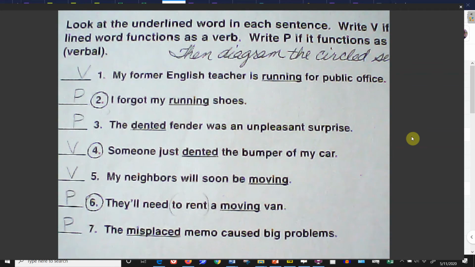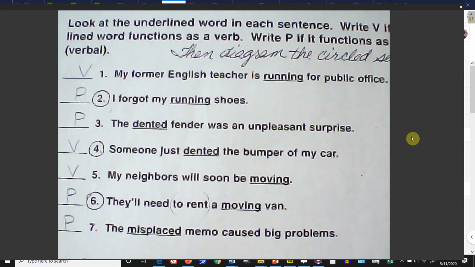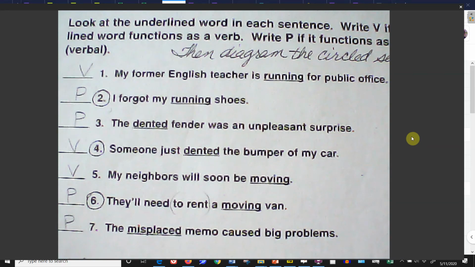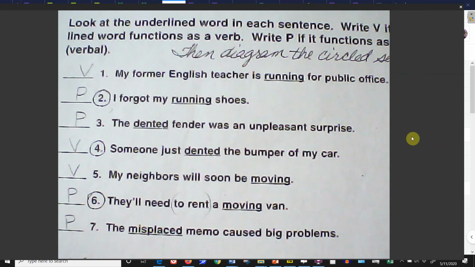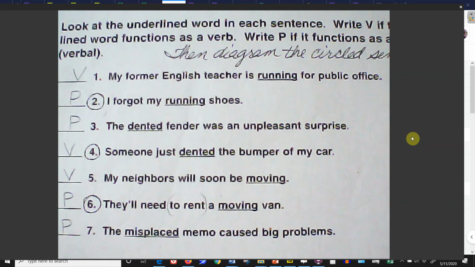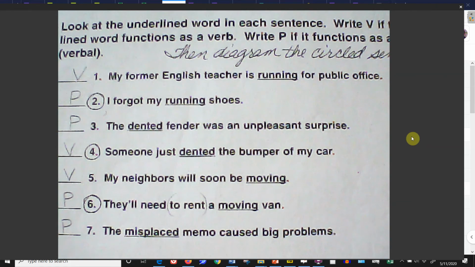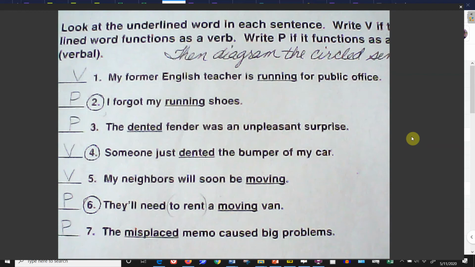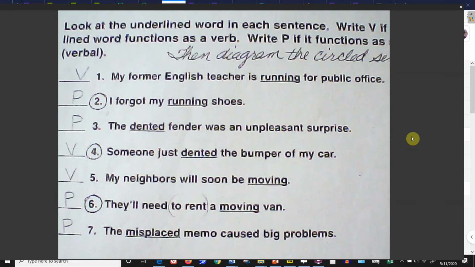Okay. So anyway, number 1. Remember, it's used as a verb if it has a helping verb with it and it's showing the action of the sentence. If it's telling you which one, what kind, how many, acting like an adjective, then it's an adjective or participial adjective. So number 1, teacher is running. So helping verb is, main verb running, that's a verb. Number 2, running shoes tells me what kind of shoes, that's participle.